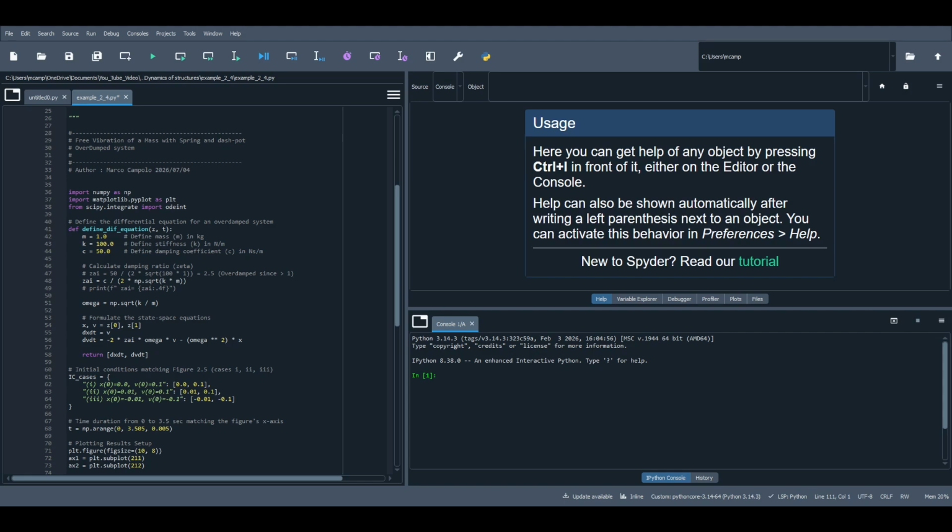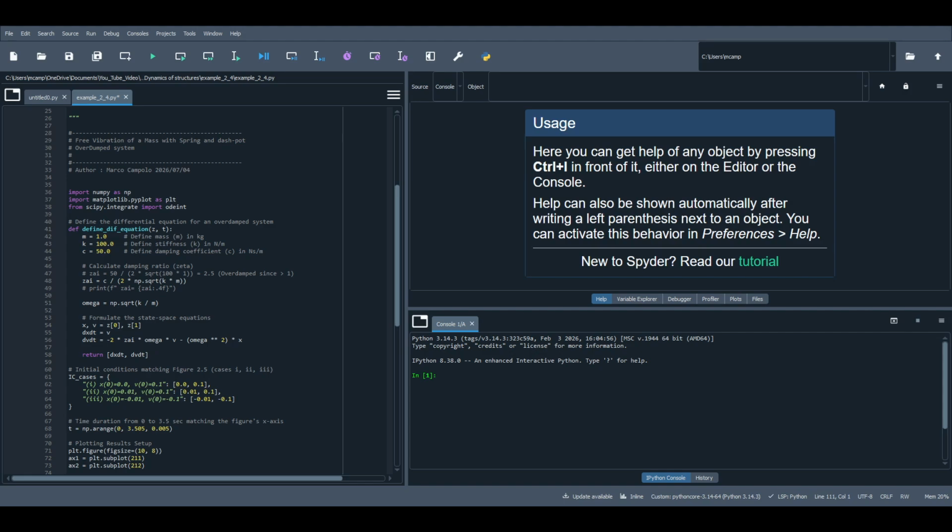NumPy is the library which provides powerful math functions and tools for working with arrays. Matplotlib is the library which you will use to draw the chart. And SciPy is a numerical solver for ordinary differential equations, ODE. In line 41, we define the differential equation.